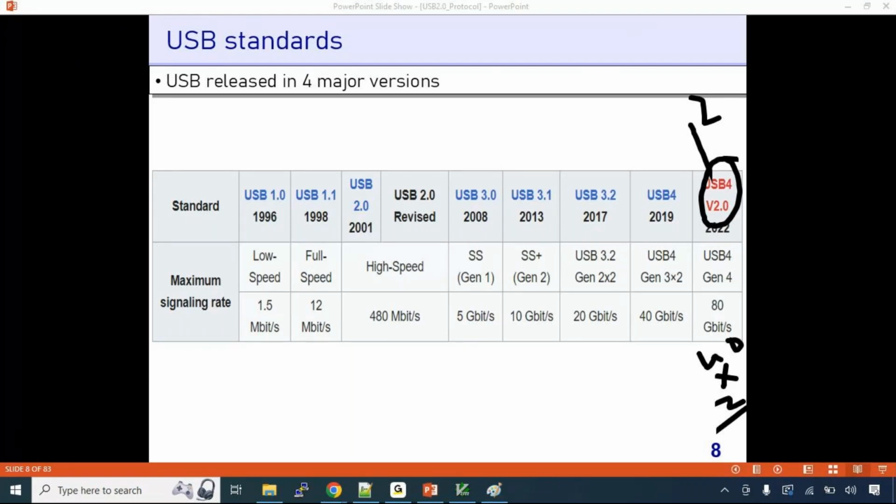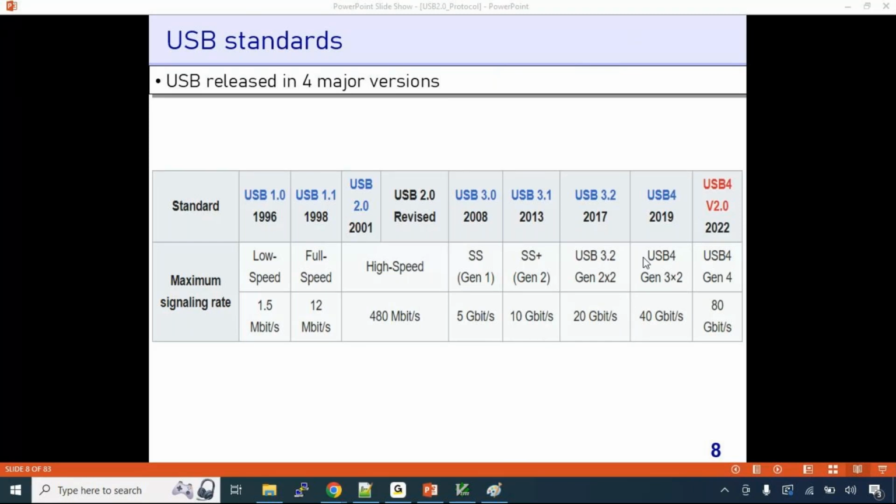Okay. So in summary, there are different naming conventions in USB. First is low speed, which works at 1.5 megabits per second. Next is full speed, which works at 12 megabits per second. Next is high speed, which works at 480 megabits per second. Next is super speed, which works at 5 gigabits per second. The next is super speed plus, which works at 10 gigabits per second.